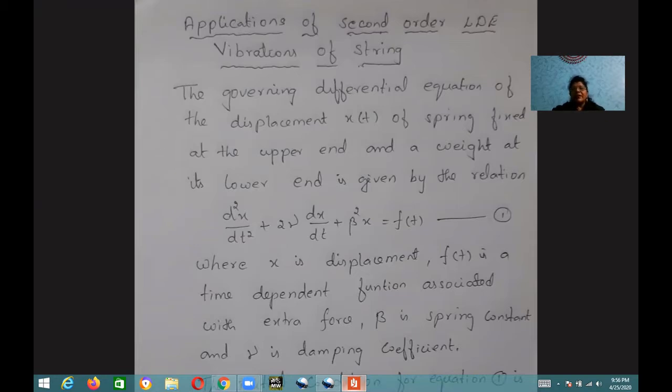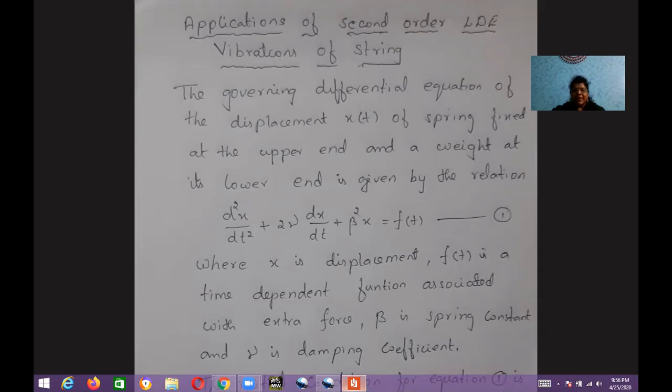The governing differential equation of the displacement x of t of a spring fixed at the upper end and a weight at its lower end is given by the relation d square x by dt square plus 2 gamma dx by dt plus beta square x is equal to f of t. This I am keeping as equation number 1. This second order differential equation is the relation of vibration of string.